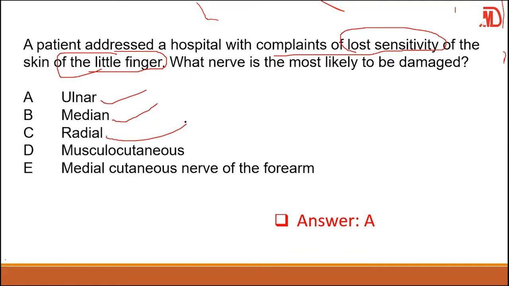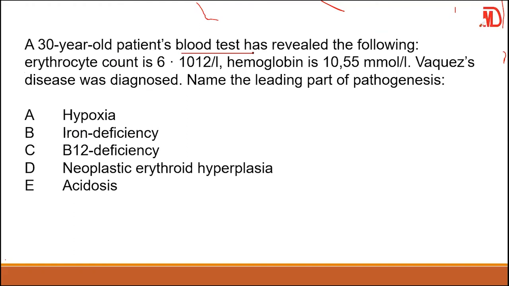A 30-year-old patient's blood test has revealed the following: erythrocyte count 6, hemoglobin 10.55. Vaquez disease was diagnosed. Who can tell me what Vaquez disease is? We've talked about it already. It's a revision. Who can tell me what it is?